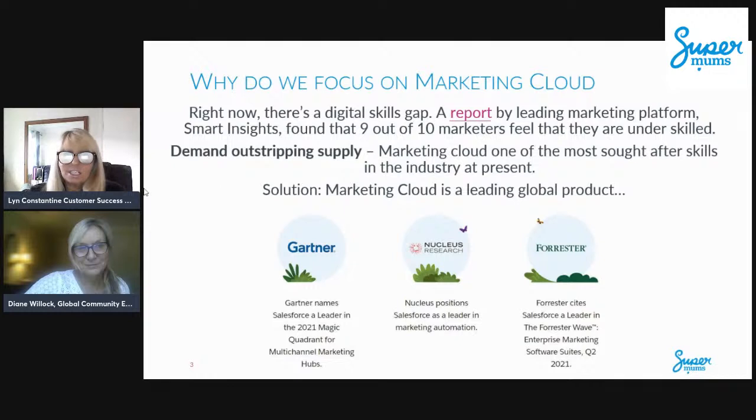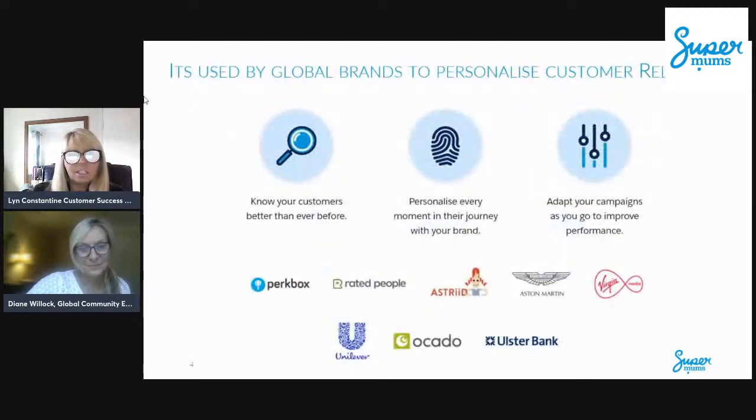Absolutely. Totally agree. So the next slide then. It's used by global brands. So not only are we a global community, the Salesforce system is used by global brands to personalize customer relations. So it's clear to see that it's to know your customers better than you ever did before. The important piece, of course, is to personalize every moment in their journey with your brand, and adapt your campaigns as you go to improve performance.